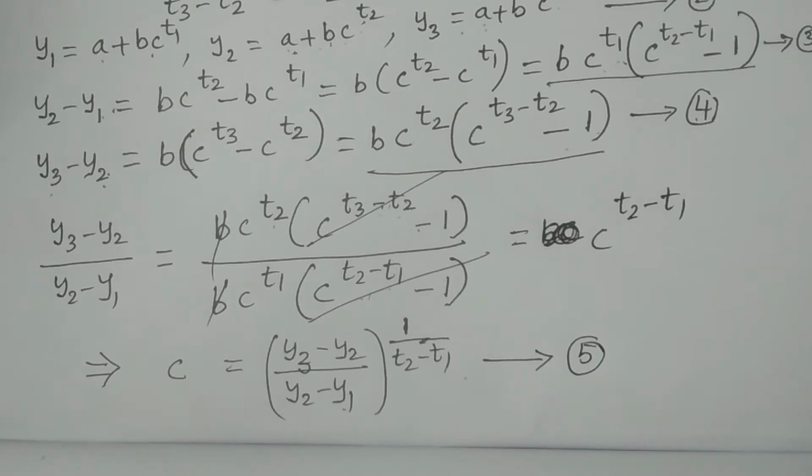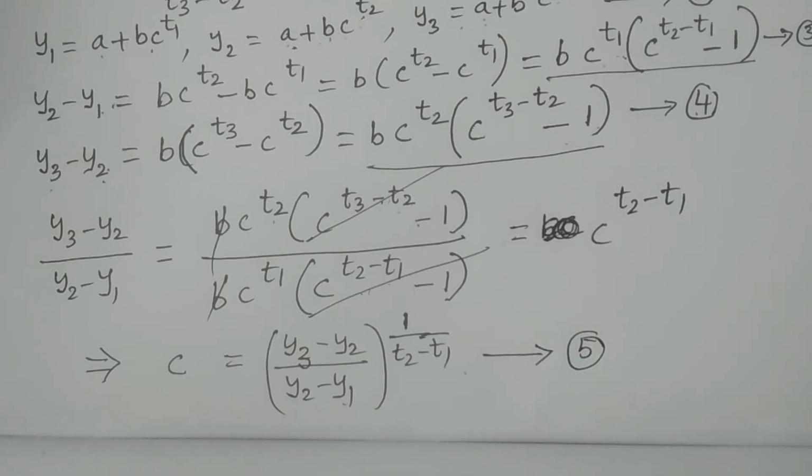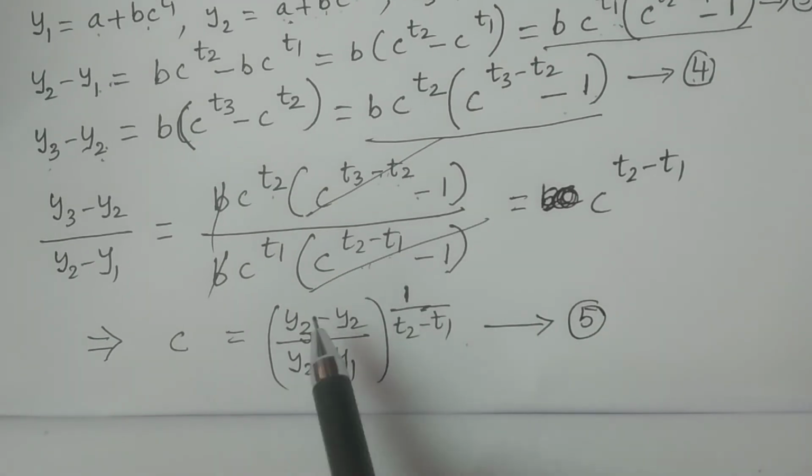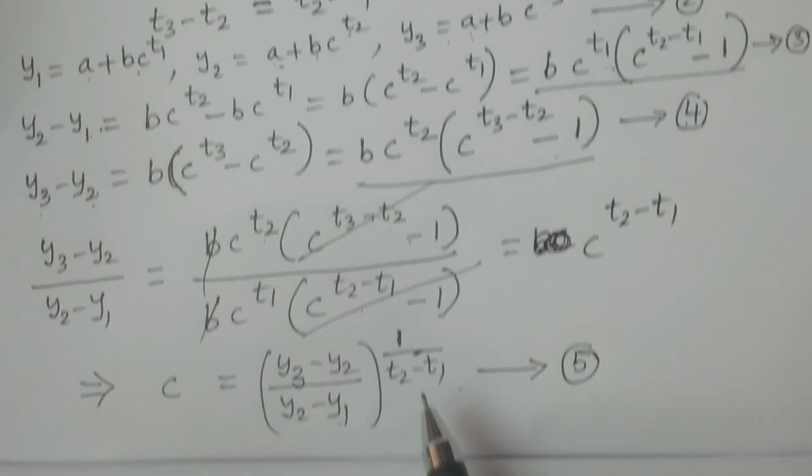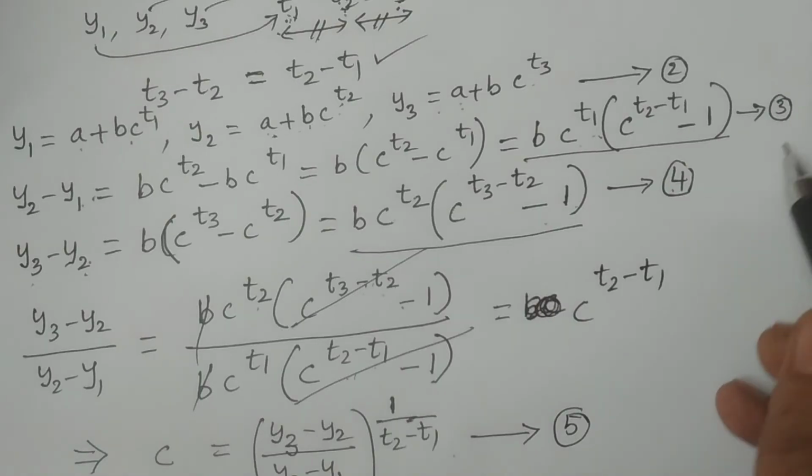Whatever parameter we have considered in the modified exponential curve ABC, in which we have calculated C. Now what we have to do is you remember this value. The value of C is y3 minus y2 divided by y2 minus y1 whole power 1 by t2 minus t1. Now substitute this value in one of the equations. So either 3 or 4. I am substituting in 3.